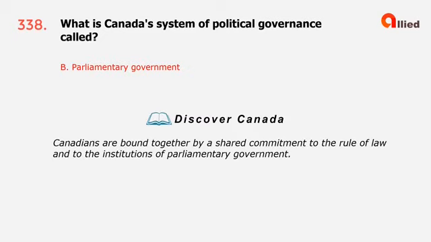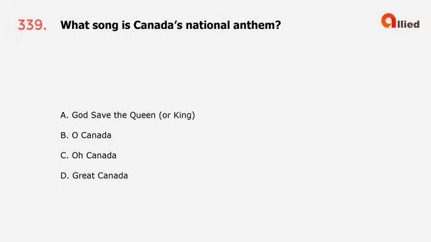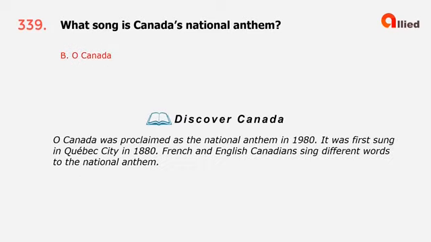The answer is B. Parliamentary government. Question 339. What song is Canada's national anthem? A. God Save the Queen, or King. B. O Canada. C. O Canada. D. Great Canada. The answer is B. O Canada.